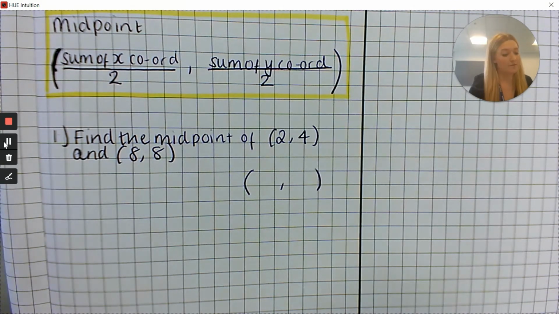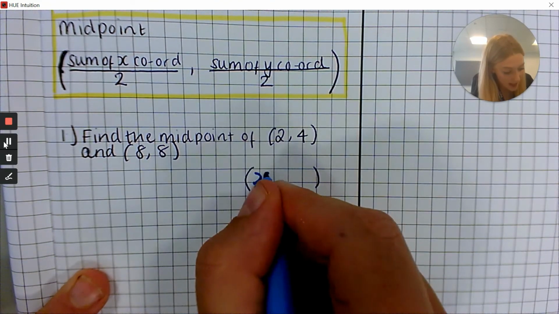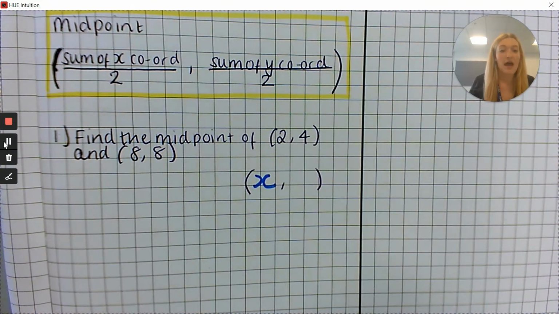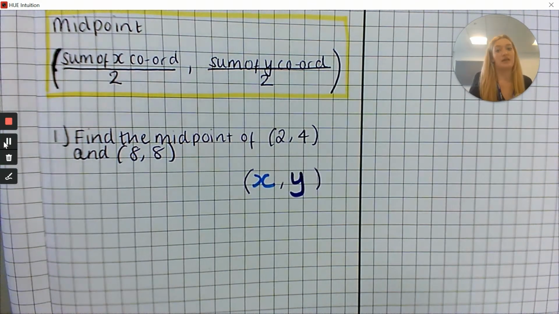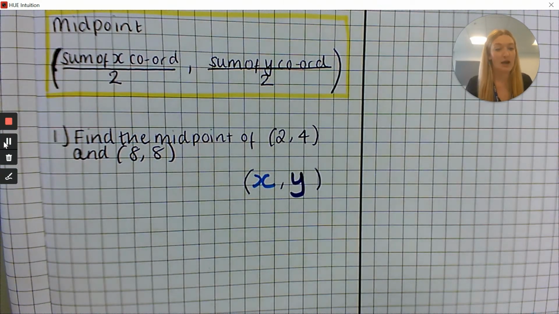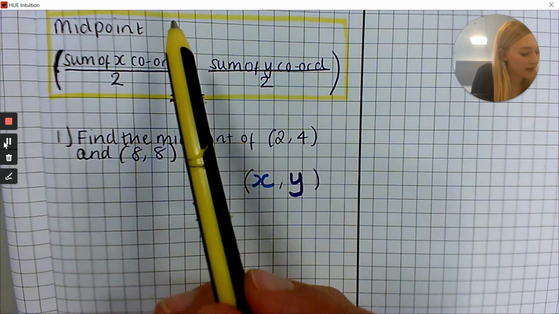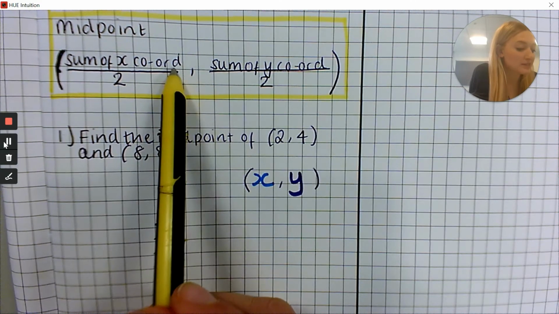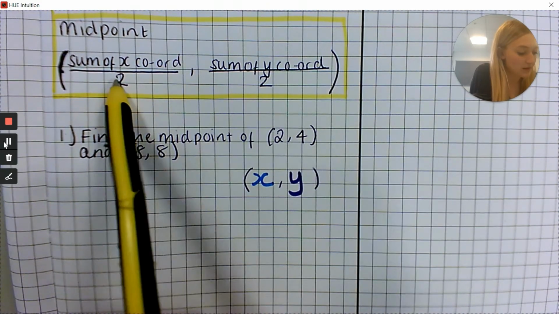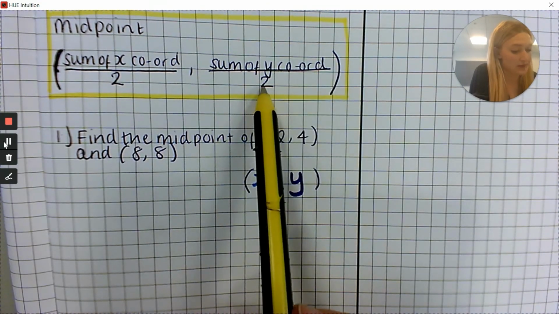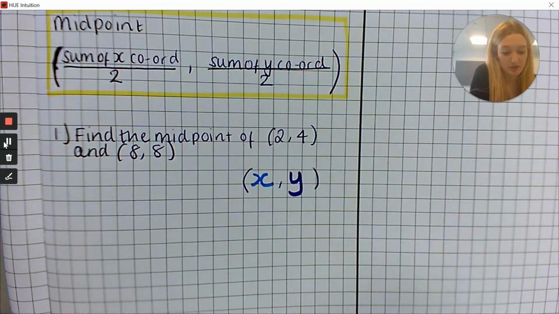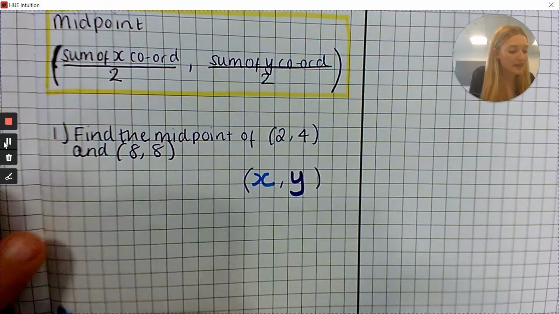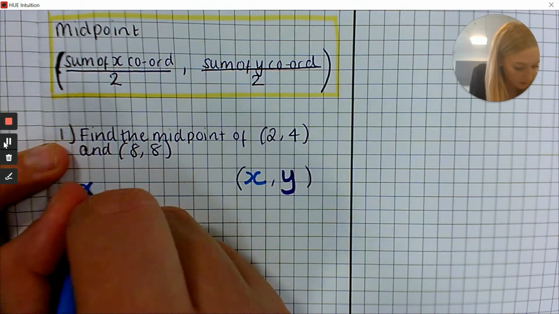Good. The first number tells me my x coordinate and the second number tells me my y coordinate. I'm just using 2 different colours to represent that today. Right, now to find my midpoint, I have to do the sum of the x coordinates divided by 2 and the sum of the y coordinates divided by 2, and that tells me my 2 numbers in my coordinates.